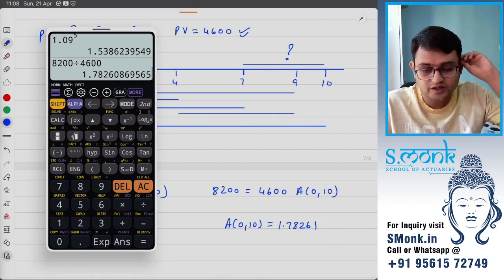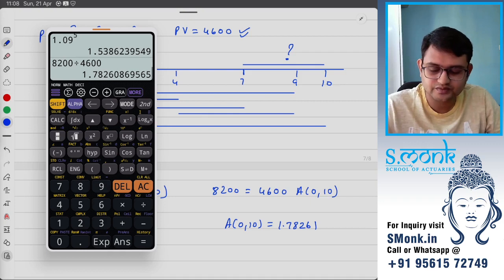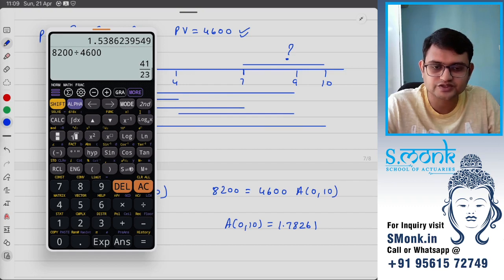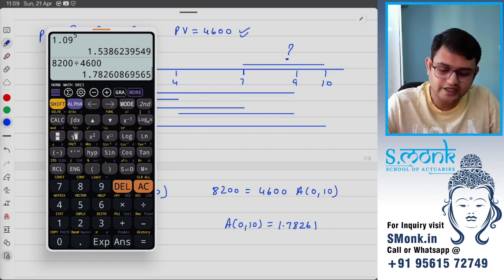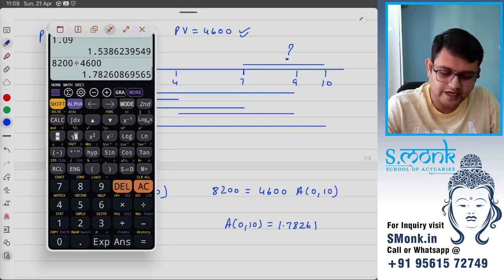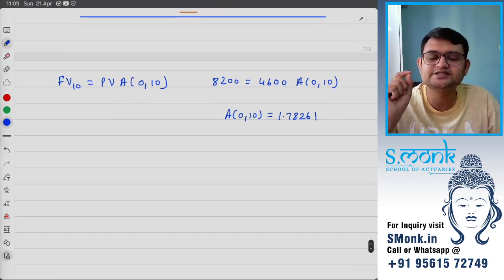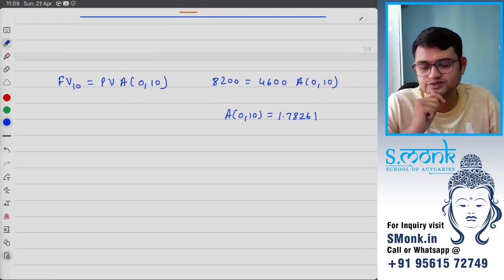Okay. If you want, you can write it in decimals or in fractions. So I think I talked about it yesterday that you can use this SD button to convert from decimal into fractions. So you can write 41 by 23 as well, no problem. Now if you are writing it in decimals like I am writing, so we say that you should use at least 6 significant numbers for calculation purposes.